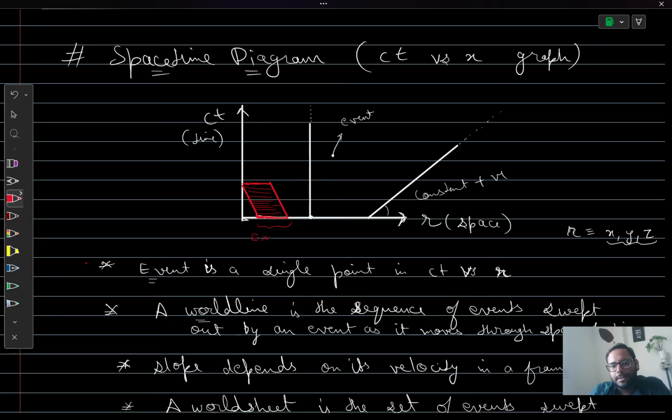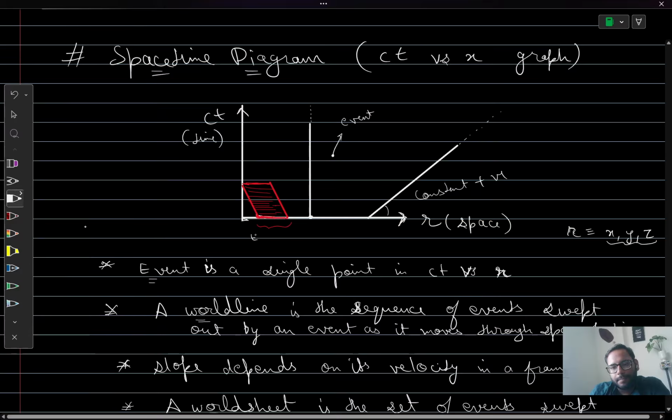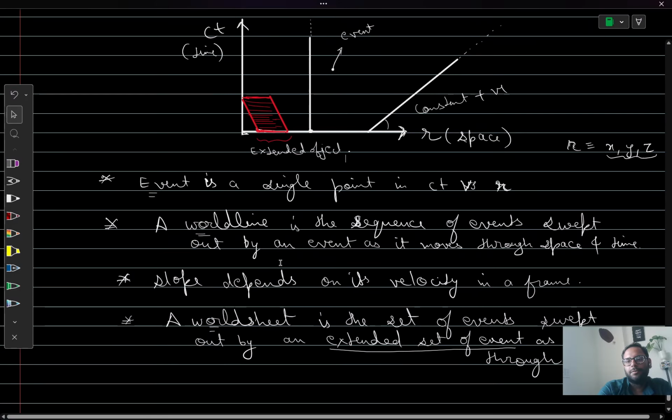This is my extended object of some length, moving at negative constant velocity.